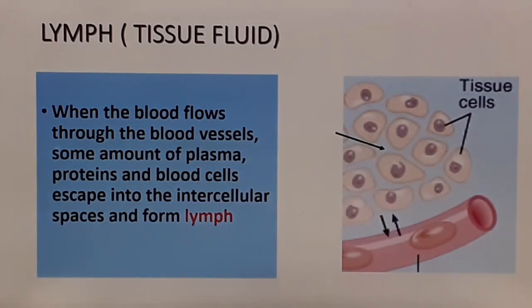It is similar to the plasma of the blood, but it is colorless and contains less protein than blood. Lymph drains from the intercellular spaces into the lymphatic capillaries, which unite to form lymph vessels that finally open into large veins.